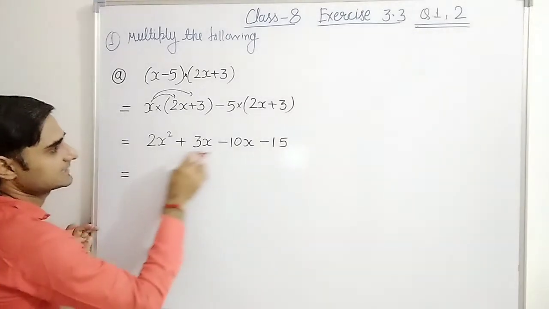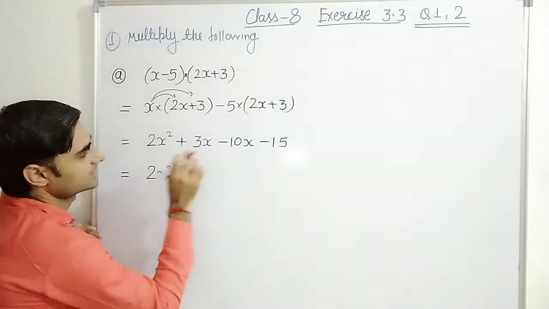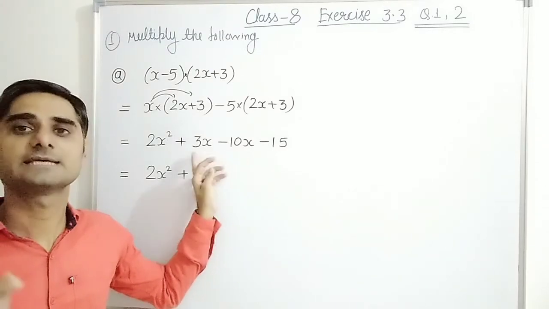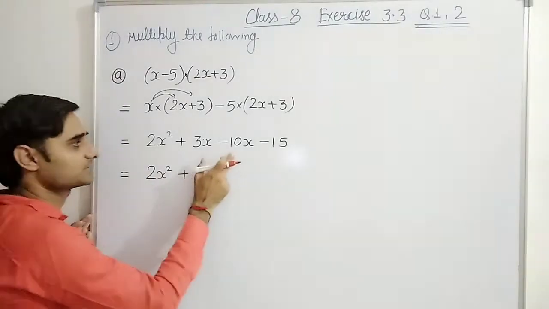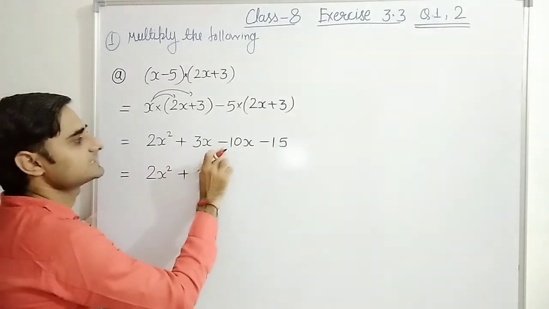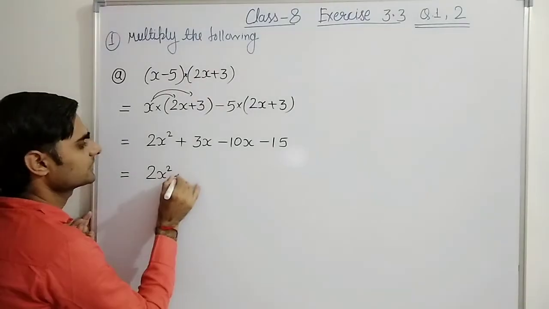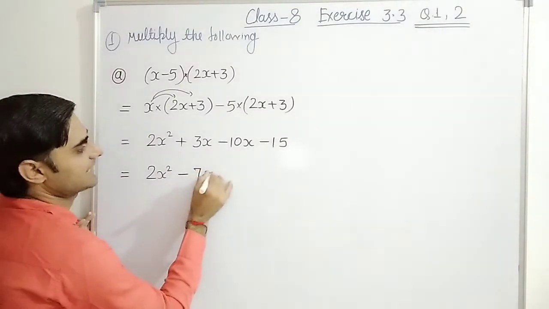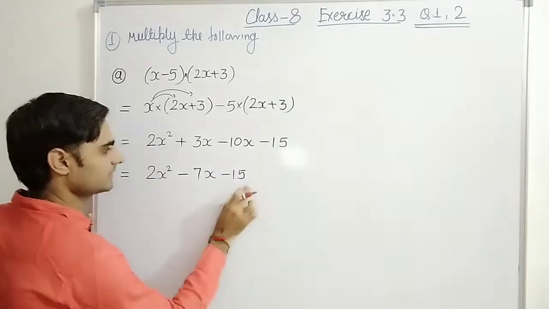Now come to the next step. 2x square, is there any like term here? No, just write it as it is. Plus 3x and minus 10x have the same variable and same power, which means these are like terms, and whenever like terms are there, we can add or subtract them. This is plus 3, this is minus 10. The 10 is greater, so we subtract: minus 7x. And then after that, minus 15.